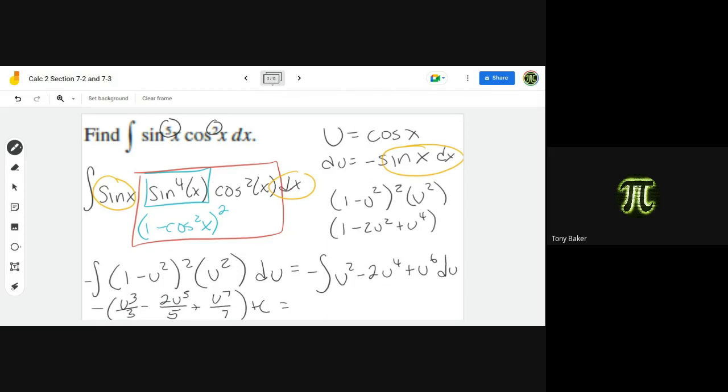And the last step, I can't leave it in terms of u. I've got to substitute back. And u was what? Cosine. So I have minus cosine to the third x over 3 minus 2 cosine to the fifth x over 5 plus cosine to the seventh x over 7. And yes, you could distribute a negative sign and change all the signs if you wanted to do that too. Oh, plus c, but I ran out of room.